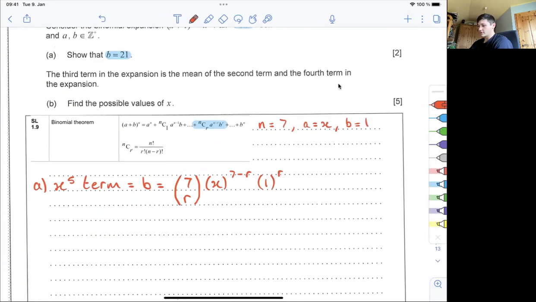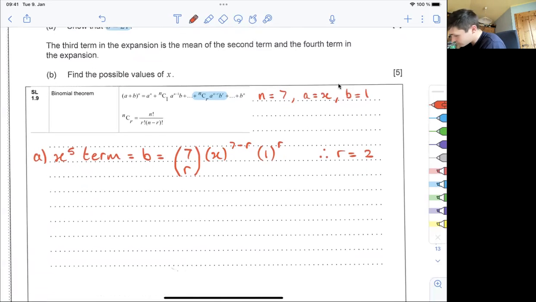Now we have to think, what value of r do we need to make the power of x equal to 5? When we go through this, we can conclude that it's going to be 2, because 7 minus 2 is equal to 5. So therefore, r is equal to 2, and we can bring our working down. Let's change the r's to 2, and then another 2. All right, cool.